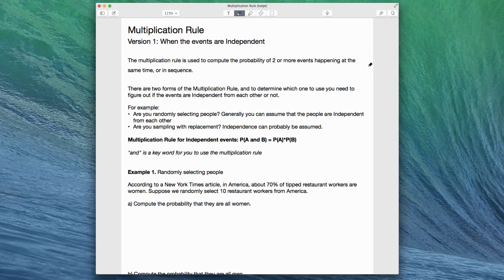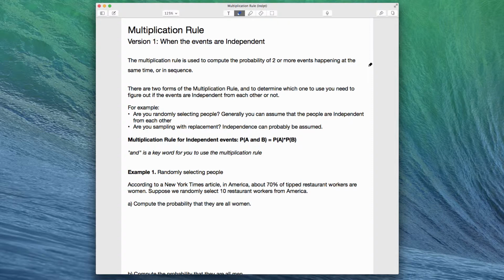In general, when we want to compute the probability of two or more events happening at the same time, like two qualities existing in the same person, or if we want to have events happening in sequence, like the first thing happens and the second thing happens and the third thing happens, then that's a good example of using the multiplication rule to find those probabilities.